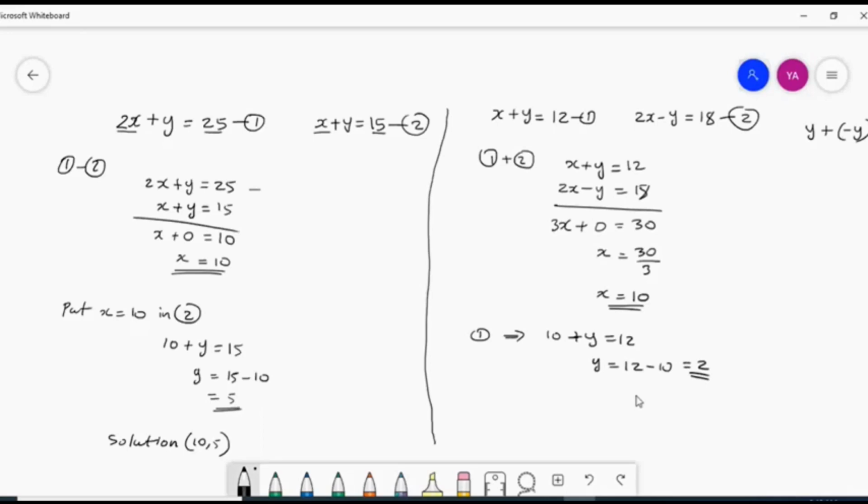So the solution is 10 comma 2. 10 comma 2 is the solution. Very simple, right? So this is the first case.